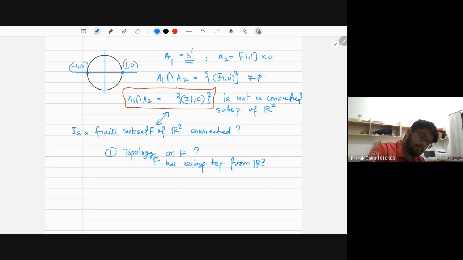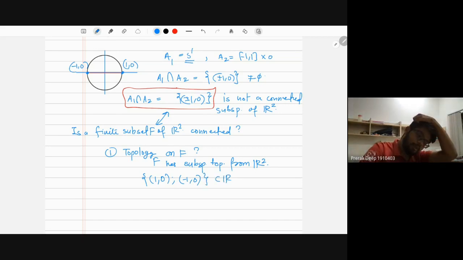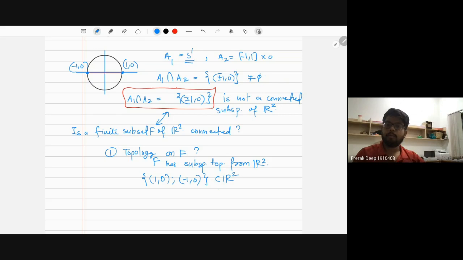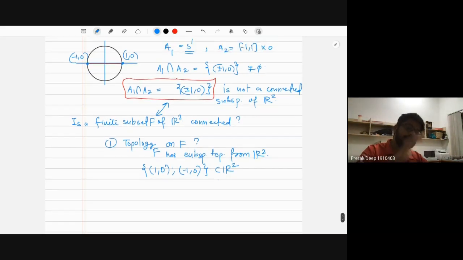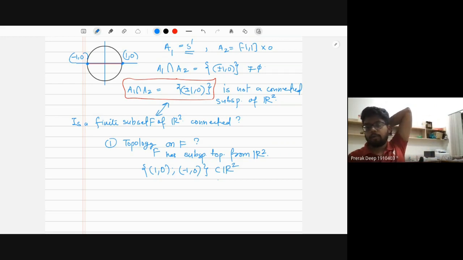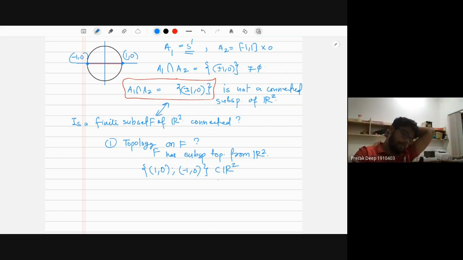Now, this set also, this singleton plus minus 1, 0. I don't know why it is confusing, but it shouldn't be. So these 2 points in R2 also have the subspace topology from R2. And under that subspace topology, what are the open sets? Since it is a finite subset, it may have a different topology in general, but from the subspace topology you will only get the discrete topology, right? So this has the discrete topology.